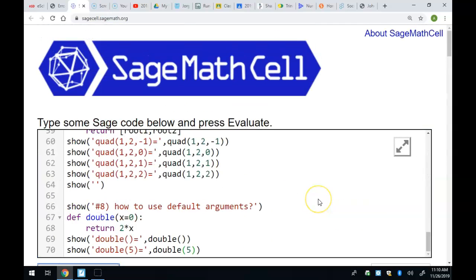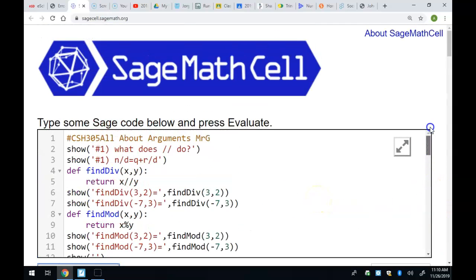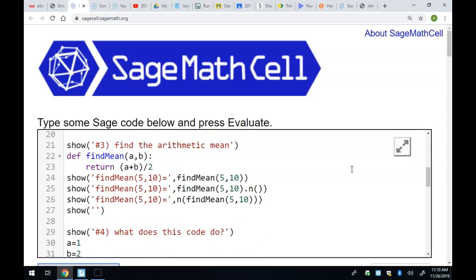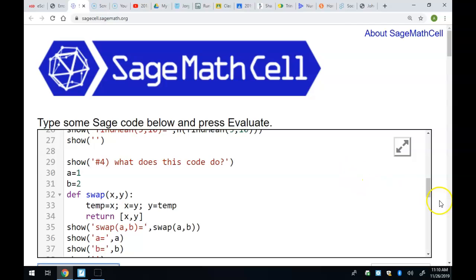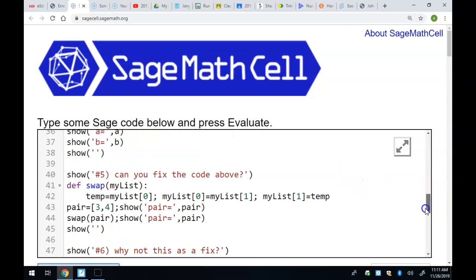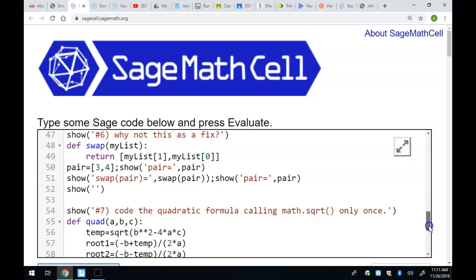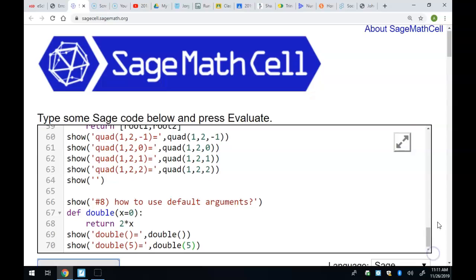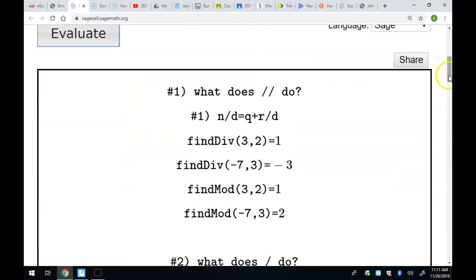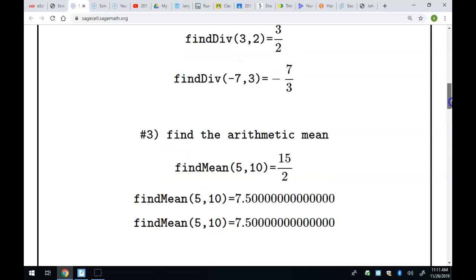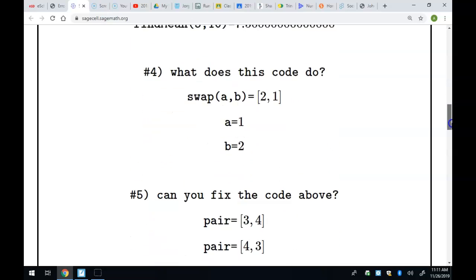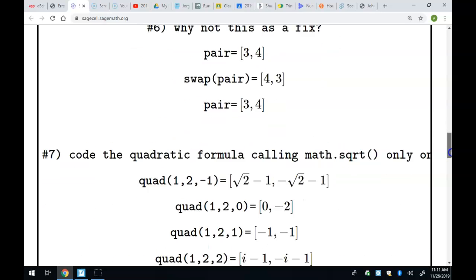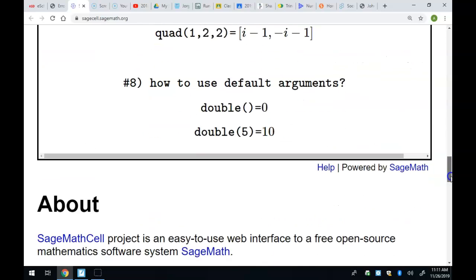So there's the input for number 1, number 2, number 3, number 4, number 5, number 6, number 7, and number 8. And here's the output for number 1, output for number 2, and so on through output for number 8.